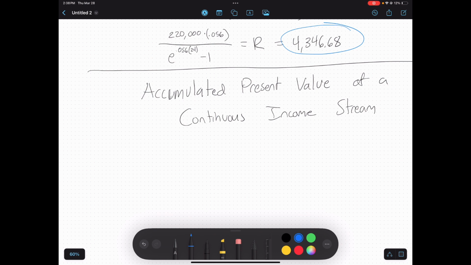So accumulated present value, we use B for some reason for present value, is R over K times, but this is now just reversed, 1 minus e to the negative rate. So e to the negative K times T. But recall, if I write it in this form, what am I assuming about my income stream? I'm assuming that my income stream is constant.